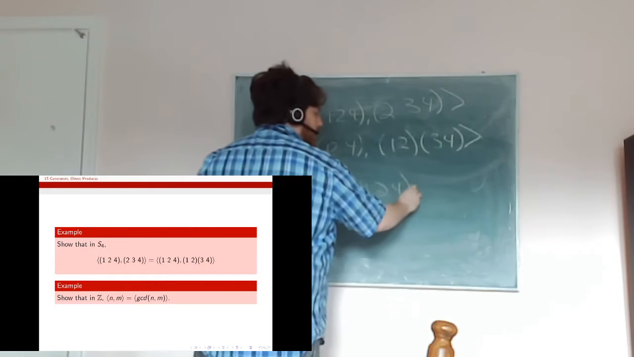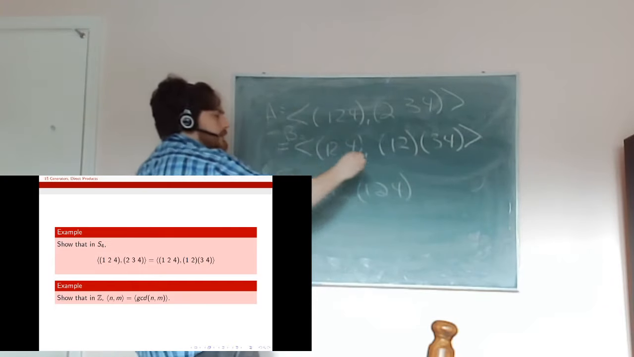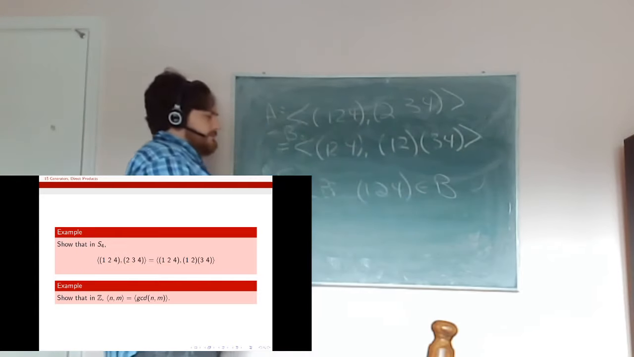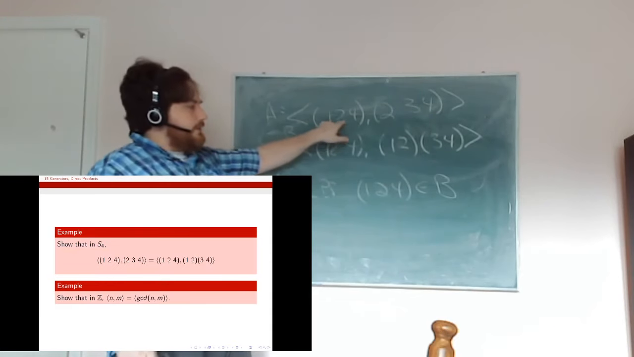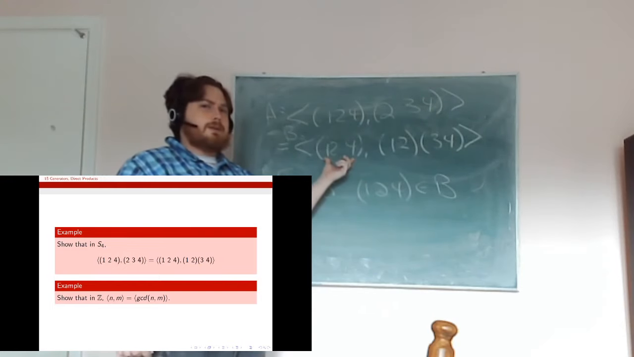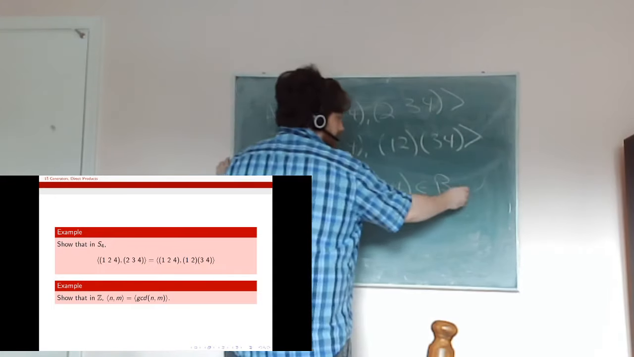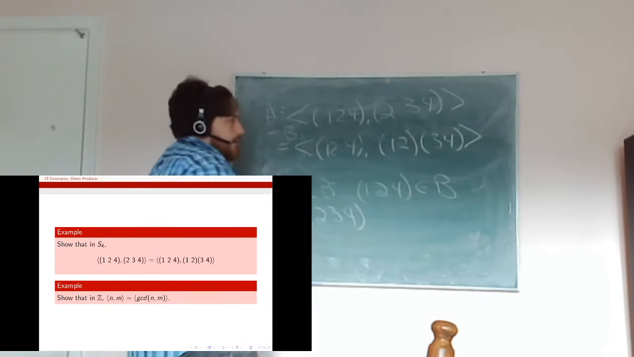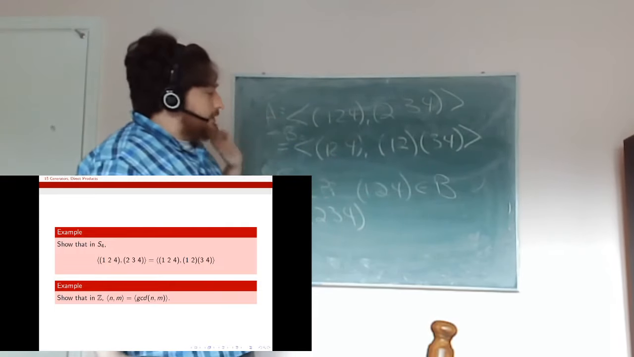Let's call these A and B just so I don't have to write them over and over again. Is (1 2 4) in B? I'm trying to show that (1 2 4) from A is also in B. That has to be true by definition, so we can just say check and move on. Now we have to show that (2 3 4) is in B. That's the hard part. If we get that, then we know that A is a subset of B.